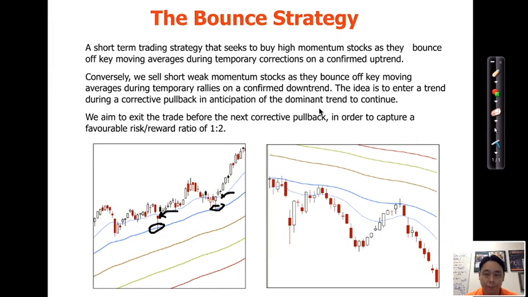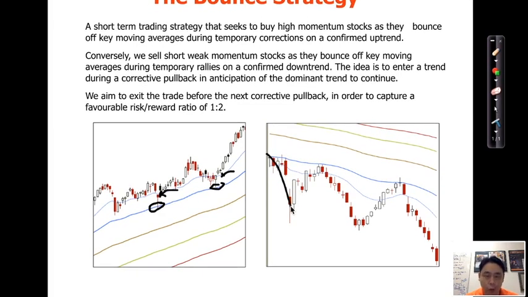Now conversely, we sell short weak momentum stocks as they bounce off key moving averages during temporary rallies on a confirmed downtrend. On the right, you see a stock on a confirmed downtrend. Again, in a downtrend, prices don't go down in a straight line. They will go down, we call it the impulsive wave. They will rally temporarily and go down again, rally and go down again. And oftentimes on a clear downtrend, the price will tend to rally towards a key moving average where it finds resistance before continuing the downtrend.